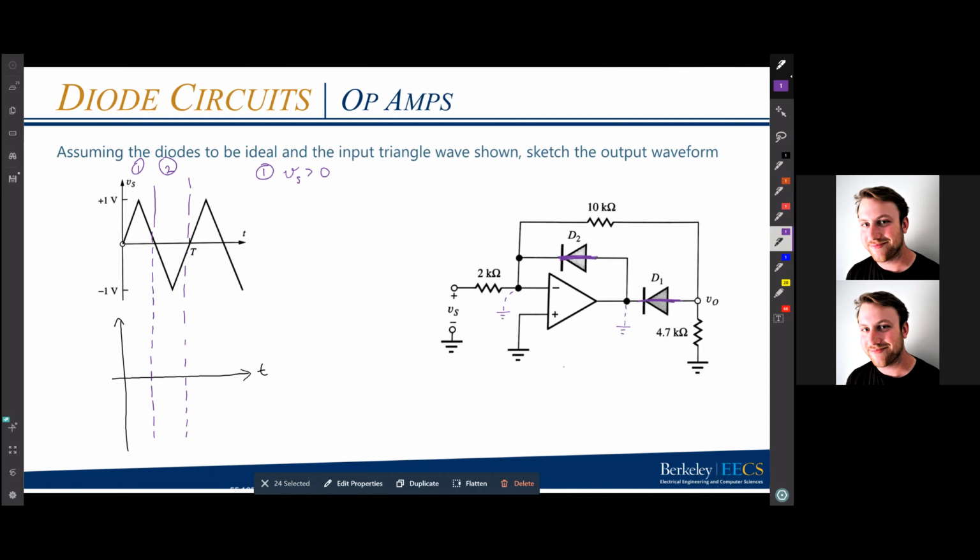And so if I look at the currents, right, if Vs is greater than 0, then I will have some current flowing in, IN. The current here is 0, right? No current flowing to my op-amp.